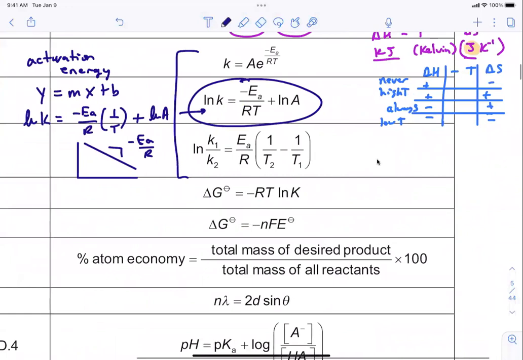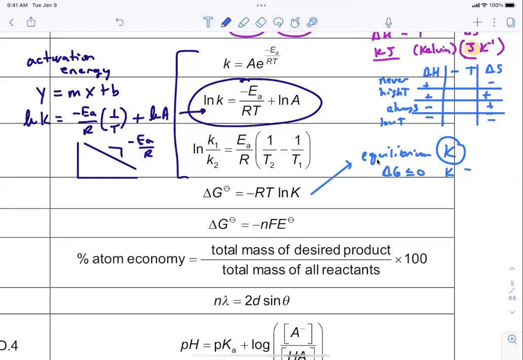Now, two last HL equations. This one, another spontaneity equation, but now it's related to equilibrium, where you're dealing with K, capital K. And so what you want to focus on here is that for delta G to be less than or equal to 0, you want K to be greater than 1. That's the main idea with this equation. Okay. So this is related to equilibrium.